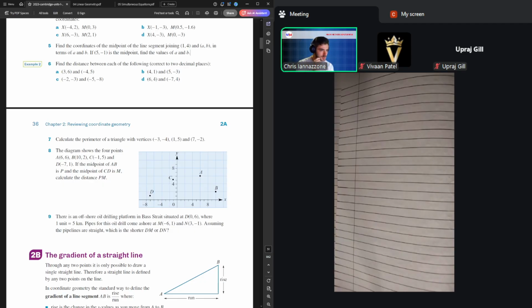9 comma negative 6. Yeah, so that would have been A equals 9, B equals negative 6, yes. That is what you would have meant there. I don't think the point itself would have been that, because the points had other things attached to them. So it would specifically be A equals 9 and B equals negative 6, but otherwise, yeah.